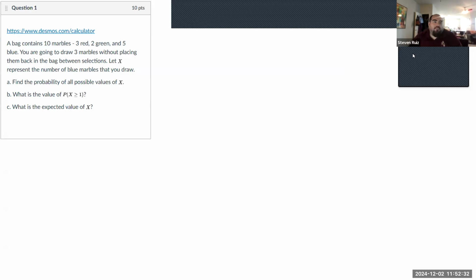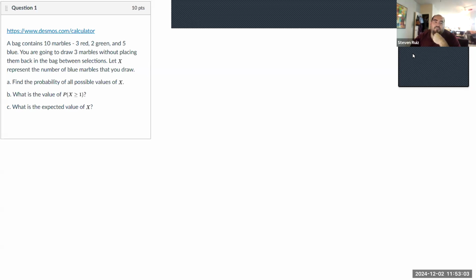All right, let's take a look at exam three. So this first question, first thing we're asked for is a probability distribution. So we have a bag that has 10 marbles in it: three red, two green, five blue. We're going to draw three marbles without replacement. We're going to let the random variable x stand for the number of blue marbles that I draw when I do this. So what are the possible values of that variable x?